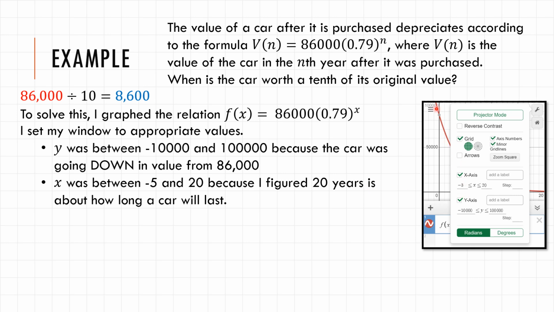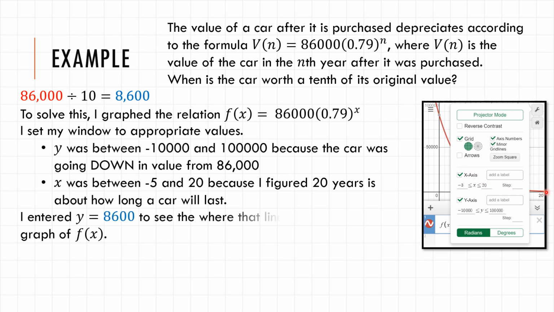And then for the vertical axis, I said, well, my car starts at $86,000 and it's going to go down in value from there. So I won't even see the curve if my y-axis goes up to 10 or 15. I need to go all the way higher than 86,000. So I went all the way up to 100,000. And I wanted to see the x-axis, so I went a little bit below 0 as well. So I went to -10,000. And when I do that, you can see this nice curve.